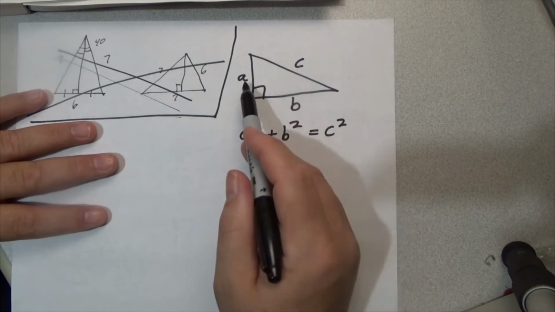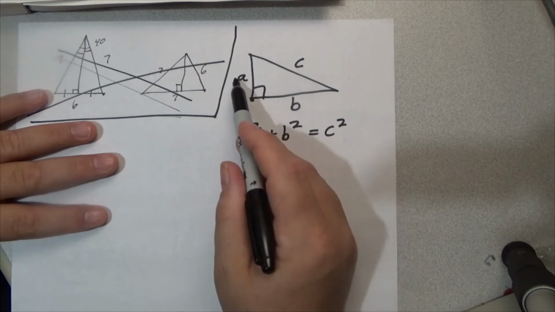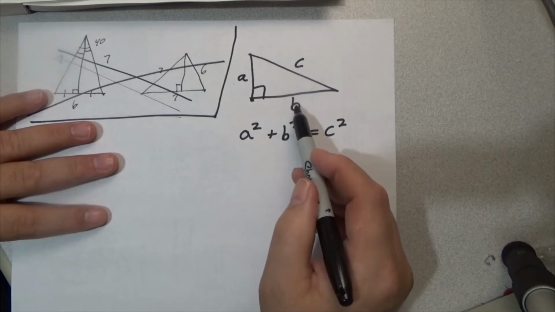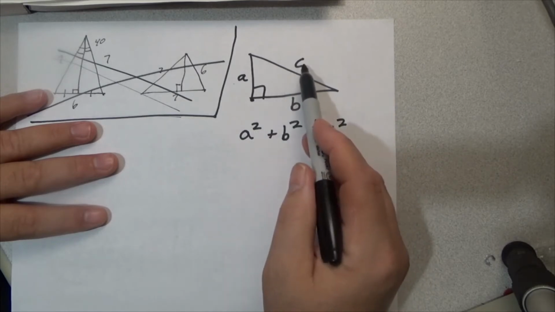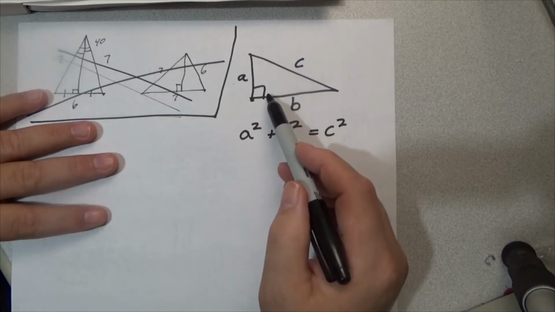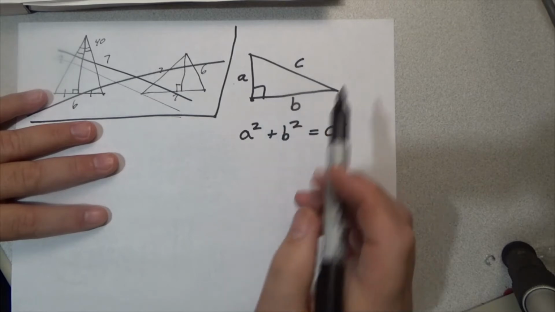The other two sides could be either way. This one could be B just as well, and this one could be A. It doesn't really matter. But C, the hypotenuse, will always be opposite the 90 degree angle.